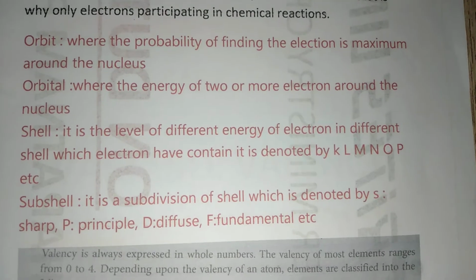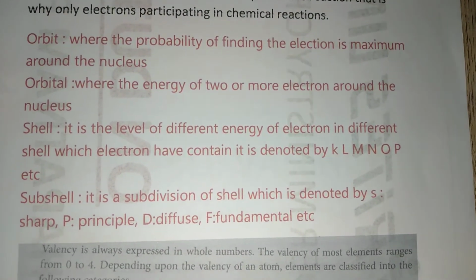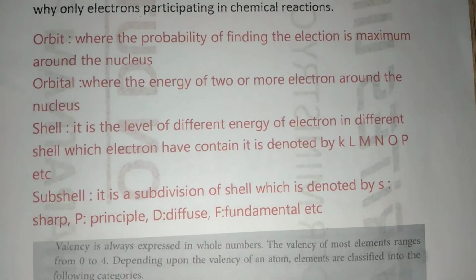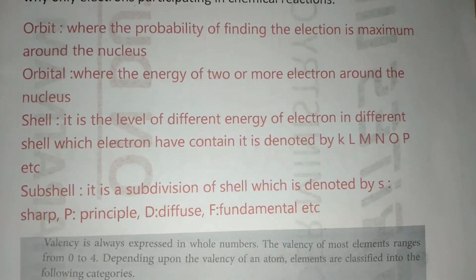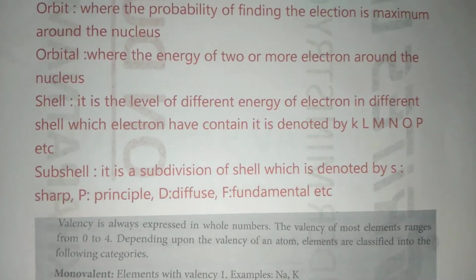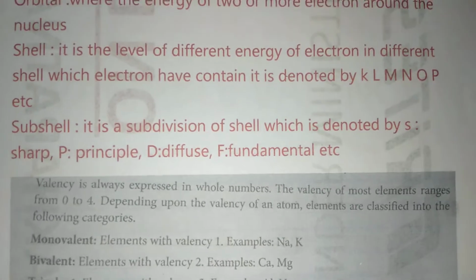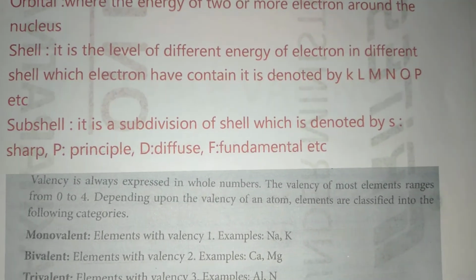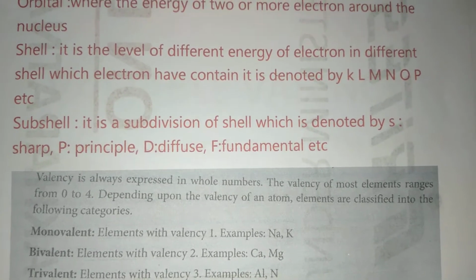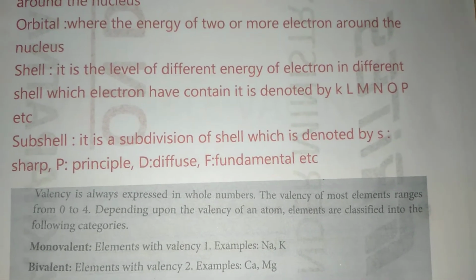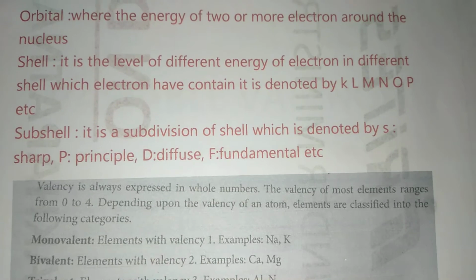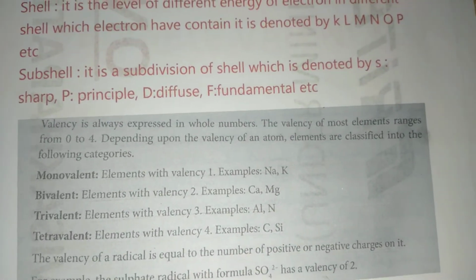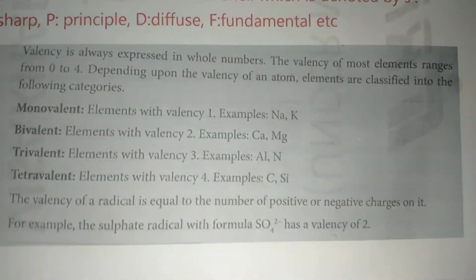Shell is the level of different energy of electrons, and the different shells which electrons contain are denoted by K, L, M, N, O, P, etc. Subshell is the subdivision of a shell, denoted by s for sharp, p for principal, d for diffusion, f for fundamental, etc. Valency is always expressed in whole numbers.